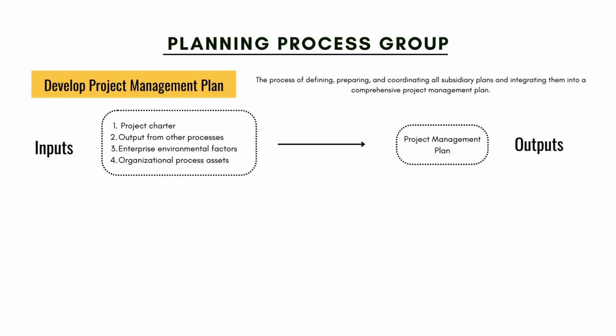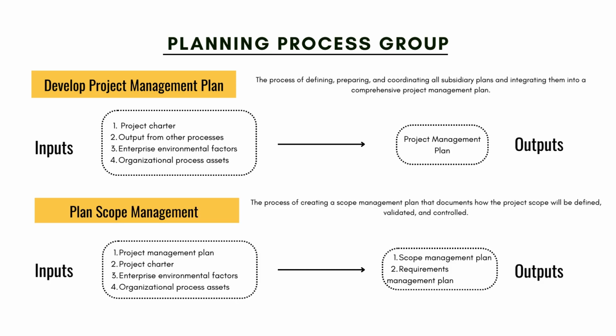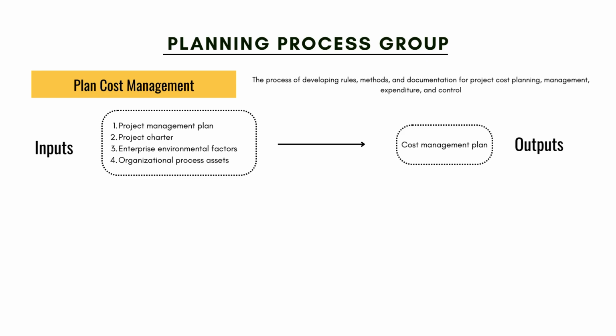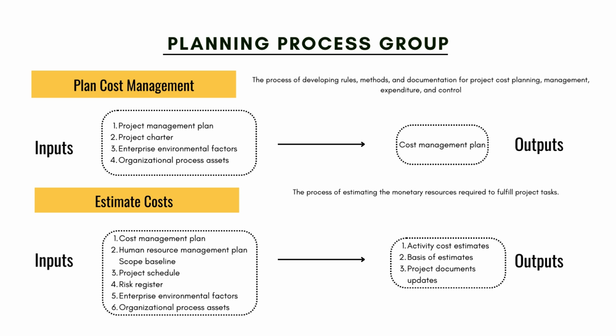Develop project management plan is defining, preparing, and coordinating all subsidiary plans and integrating them into a comprehensive plan. The second step is plan scope management. It creates a scope management plan that documents how the project scope will be defined, validated, and controlled. Plan cost management is the process of developing rules and methods for project cost planning and management. Estimate cost is the process of estimating the monetary resources required to fulfill project tasks.